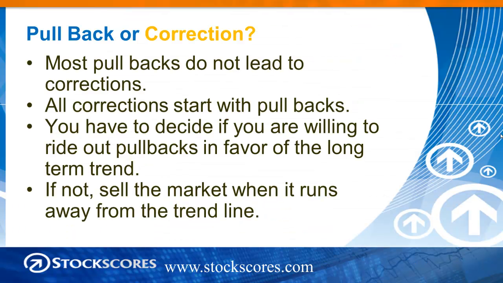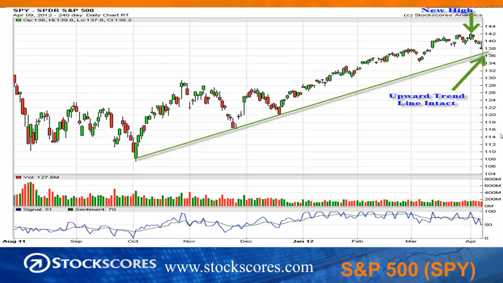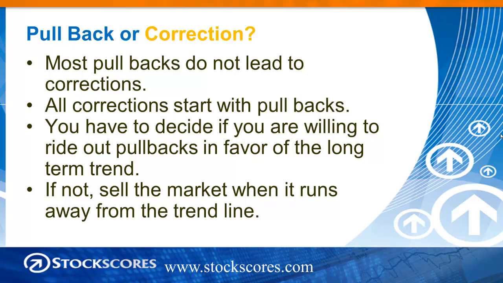All right, so it's important to be able to tell the difference between the two. Keep in mind, most pullbacks do not lead to corrections. In a typical upward trend, let's say an upward trend that lasts 6 or 7 months, you'll probably get 3 or 4 pullbacks. Just in the chart that we looked at here in the S&P 500, that upward trend that began in October has had 1, 2, 3, 4. We're now in our 5th pullback without that trend line ever being broken.